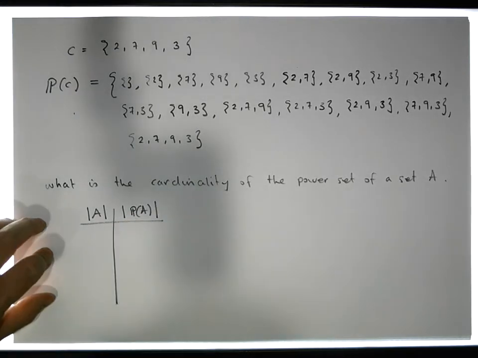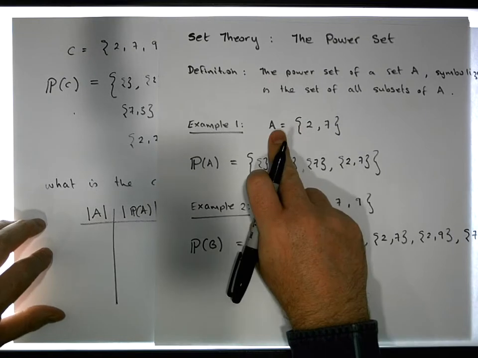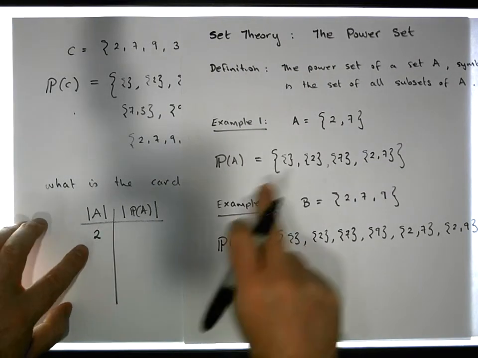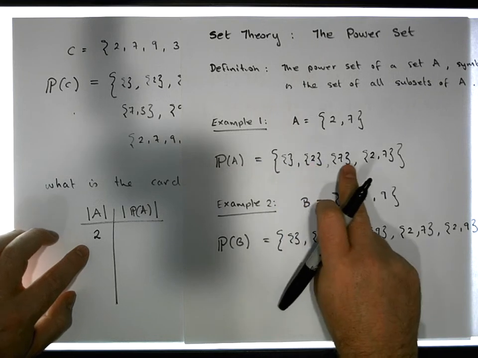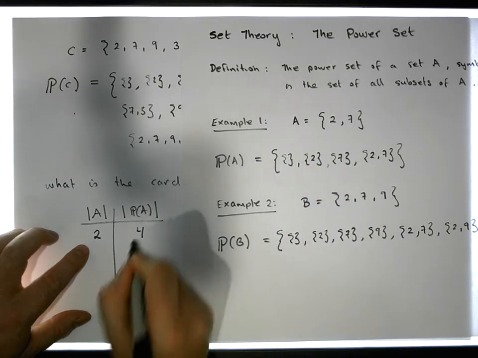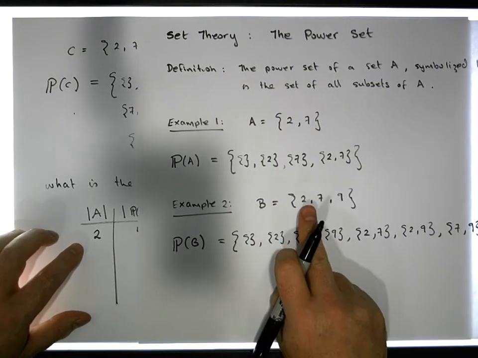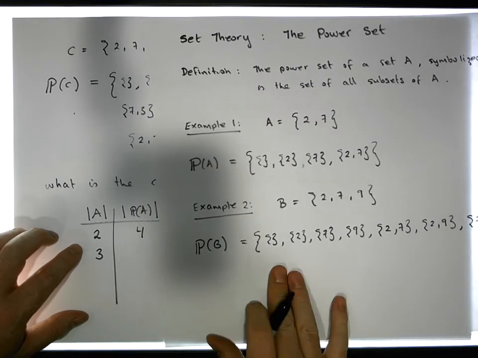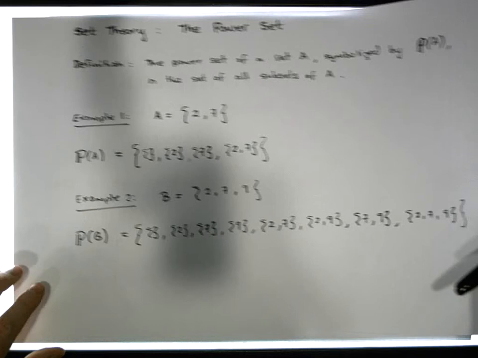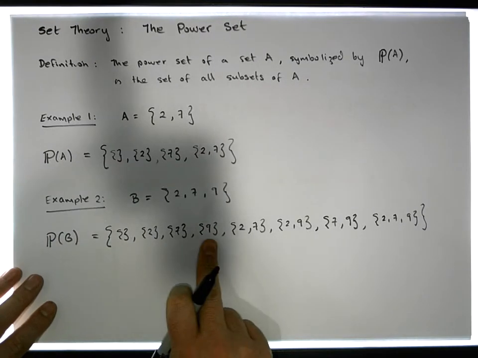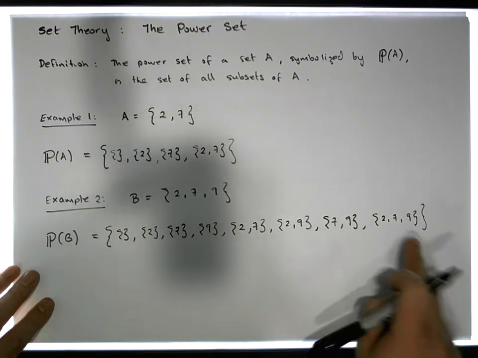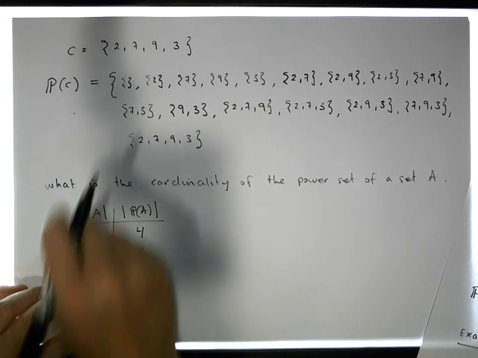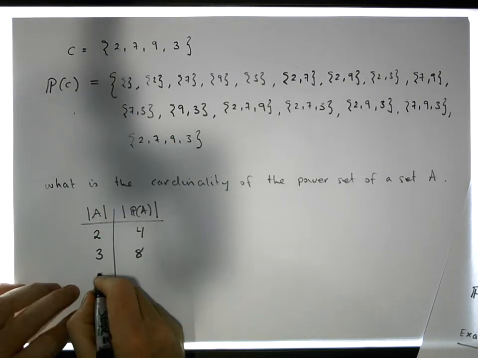So the first set that we had was A, which is of size 2, so its cardinality was 2. The size of its power set was 1, 2, 3, it was 4. The next set that we had was of size 3, 1, 2, 3. The cardinality of its power set, how many elements are in its power set? It was 1, 2, 3, 4, 5, 6, 7, there were 8 elements in its power set. So there was 8.